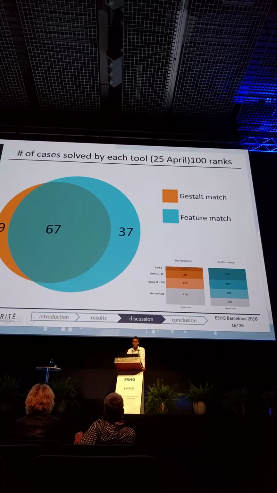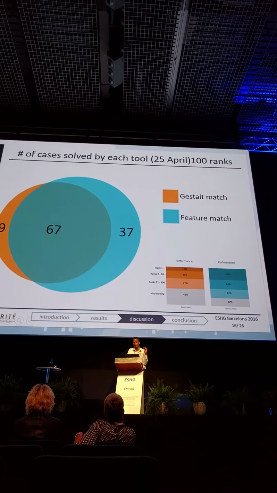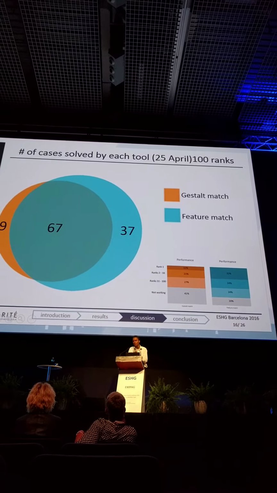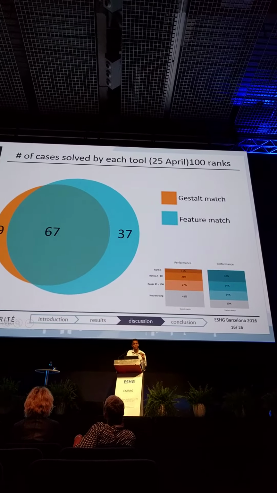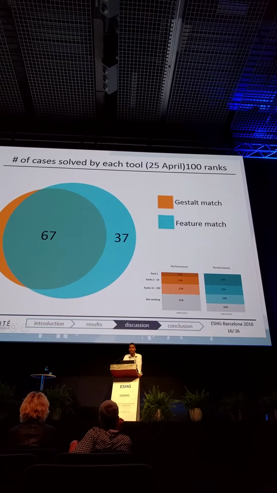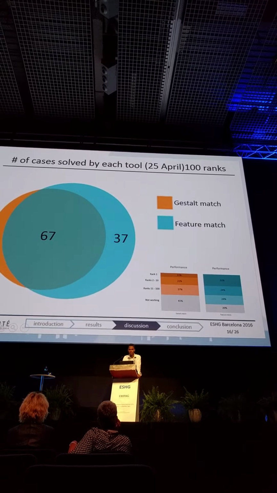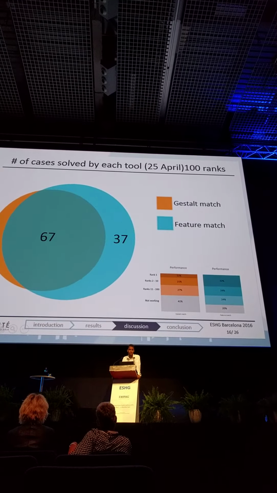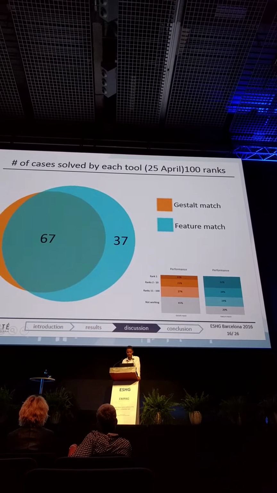And another point is that if you just look at the percentage of the performance, then feature match might appear better. When you look at the specific cases, you see that 67 cases were solved by both tools, 37 cases were solved by the feature match tool only, and 9 cases were solved by the Gestalt match only. So these cases would have been missed if you just tried a feature match approach.